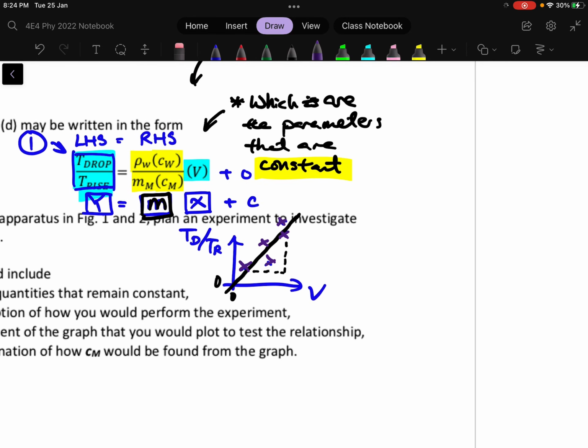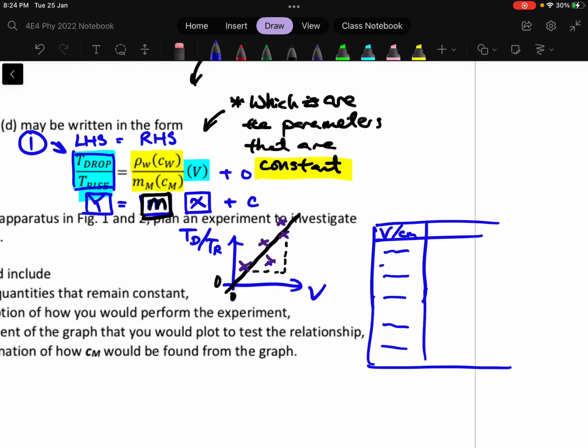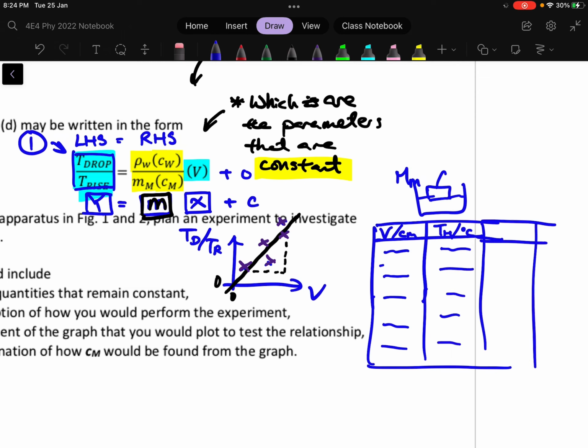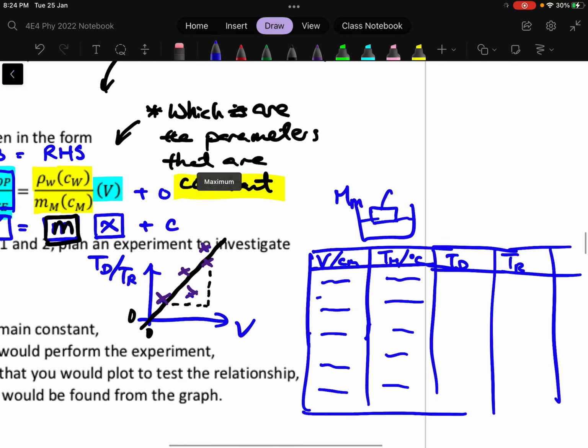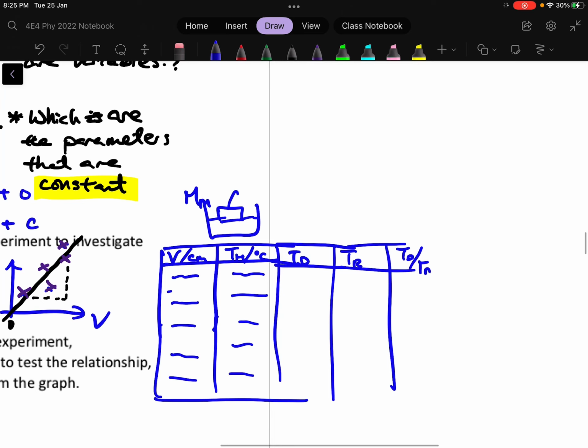So with this understanding, just by looking at this, I will be able to think that, eventually in my experiment, I am going to have a certain set, I'm going to put different volumes of room temperature water, and then after that I'm going to lower a fixed mass of metal into this room temperature water, and I'm going to record the highest temperature that the room water will rise to. And then from there, I'm going to work out my T drop, and I'm going to work out my T rise, and then after that I have to form this ratio, the blue one, TD over TR.